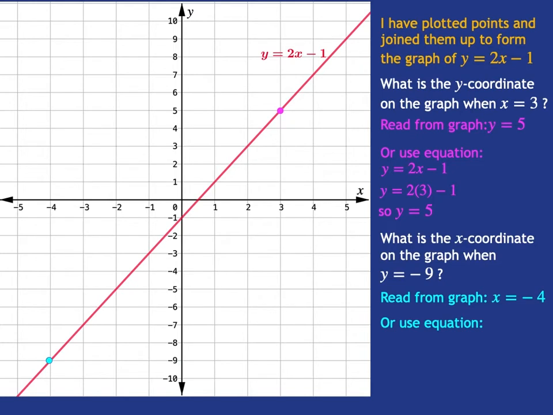But again, I could use the equation, because remember, every single point on the graph must obey the equation y is equal to 2x minus 1. Now in this case, I know the y value. So in place of y, I can put negative 9. And then I've got a simple equation to work out, right? Add 1 to both sides, I'll get negative 8 is 2x. And so then I'll get negative 4 is x, which I can write nicely as x equal to negative 4.